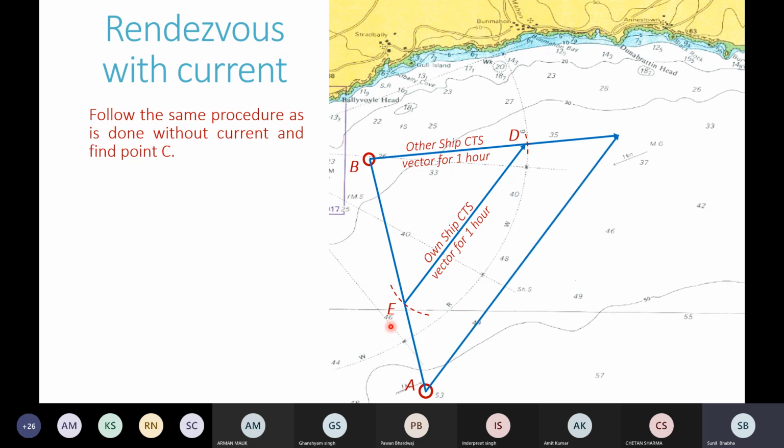Now we transfer this line ED to point A, and this meets up with the target ship at this particular point. So this line which we have drawn meets up with the course line of the target ship at this particular point. Let's name it as C. Now this is what we had done in rendezvous.